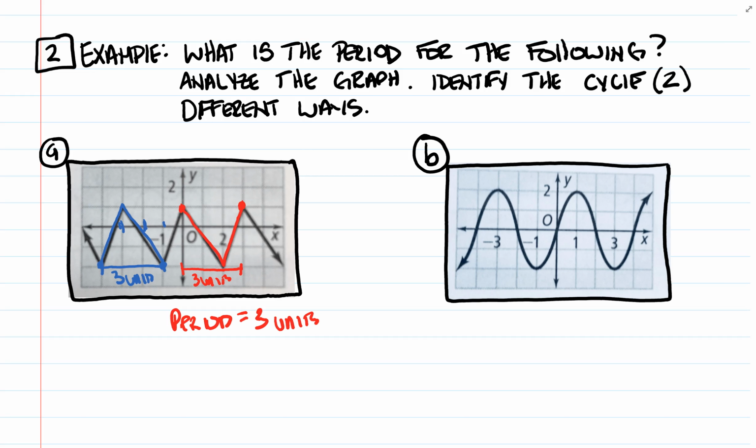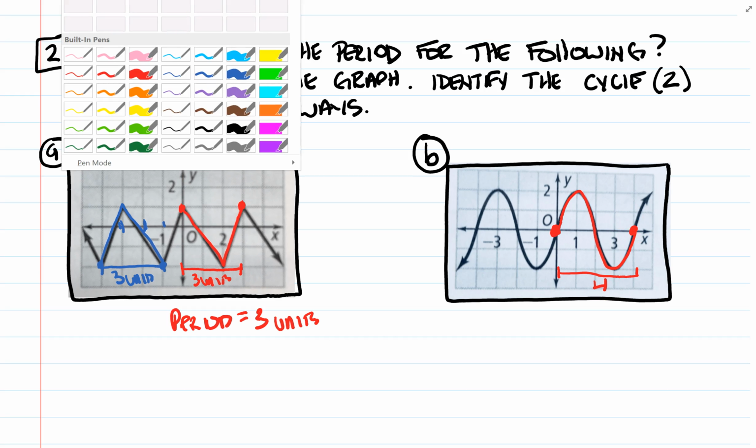Okay, part B, here we go. Let's identify it 2 different ways. Again, I'll start in red. I'll pick a starting point at 0. So if I go up and then back down and then right back to where I started again, that would be one period. And that distance is 1, 2, 3, 4. So the period would be 4 units.